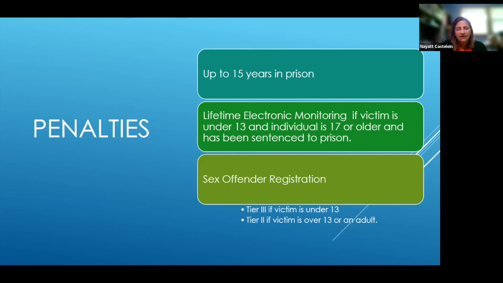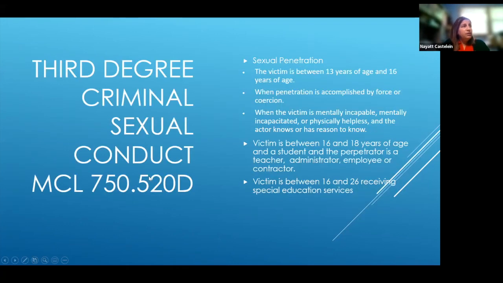But it has to meet that sexual gratification component of it. So the third degree criminal sexual conduct, or MCL 750.520d, you will probably see a lot of our younger offenders being charged with the CSC third. It does include sexual penetration as an element of the offense. And the victim is usually between the ages of 13 and 16.